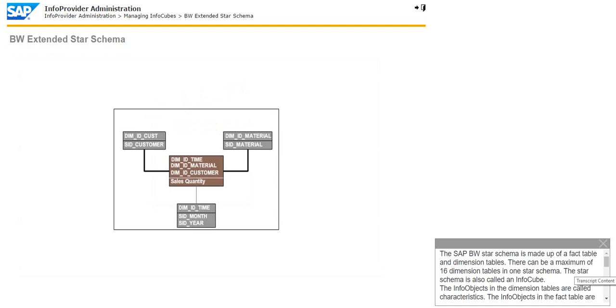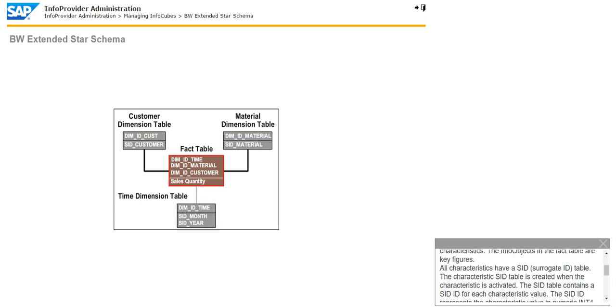The SAP BW star schema is made up of a fact table and dimension tables. There can be a maximum of 16 dimension tables in one star schema. The star schema is also called an InfoCube. The info objects in the dimension tables are called characteristics. The info objects in the fact table are key figures.